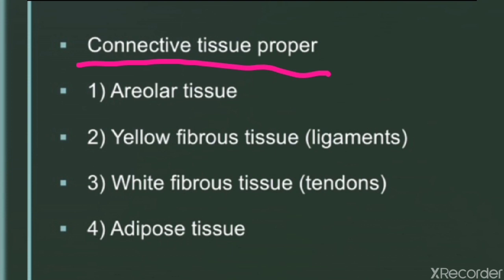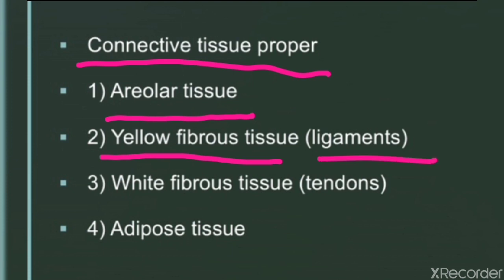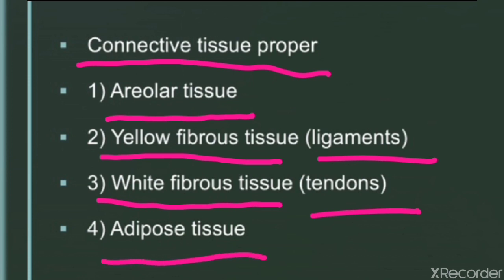Connective tissue proper is again divided into different types. The first one is areolar tissue. Second one is yellow fibrous tissue or ligaments. Third type is white fibrous tissue or tendons. And the fourth one is adipose tissue. Let's discuss one by one all these tissues.